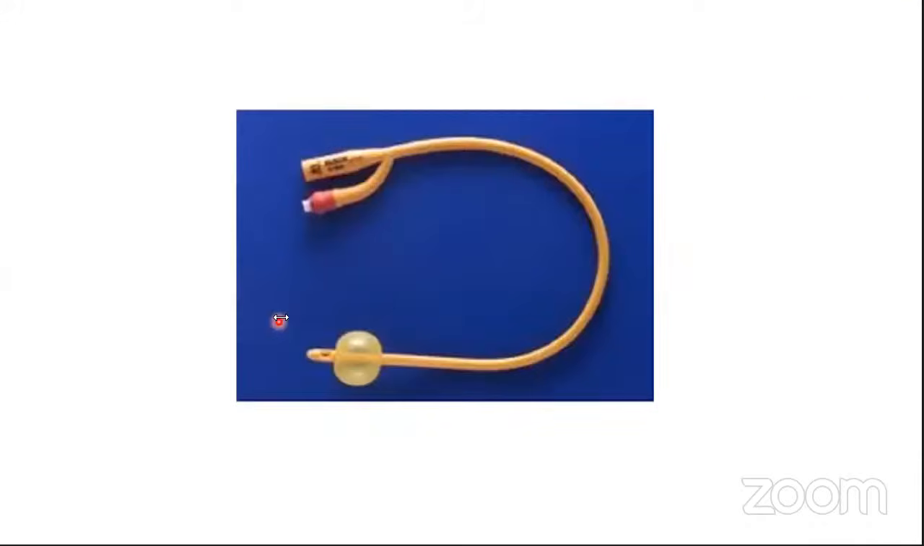Foley's catheter. What type of catheter? Self-retaining. So how do you inflate the bulb? With distilled water. Okay, distilled water. Why not saline? It causes crystals. Okay, so saline will crystallize and then you can't deflate it when you want to remove it. So crystallization of saline can occur.